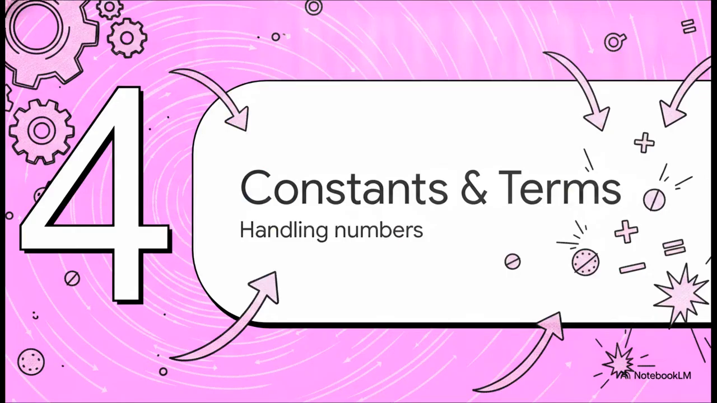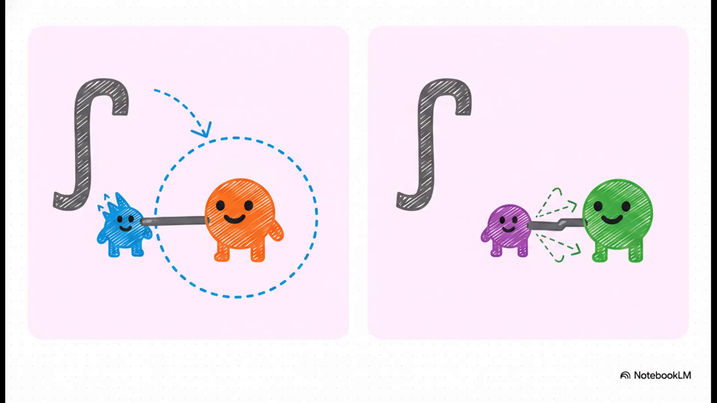Right, section 4, constants and multiple terms. Next up, let's look at what happens when numbers in multiple terms crash the party. Notice how a constant attached to a variable behaves completely differently than a lone constant. If you have a constant attached to a variable, like the 3 and 3x squared, it just steps aside safely. You literally just pull it outside the integral and solve the x squared normally.